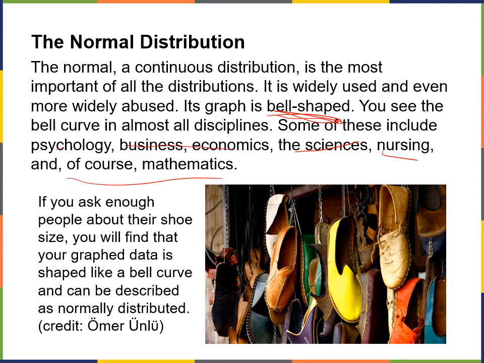So this is why this is probably one of the more important continuous distributions that we can come up with. Here's a little quote. If you ask enough people about their shoe size, you will find that your graph data is shaped like a bell curve and can be described with a normal distribution. Something as simple as shoe size. Shoe size can be normally distributed. So we're going to use this a lot.